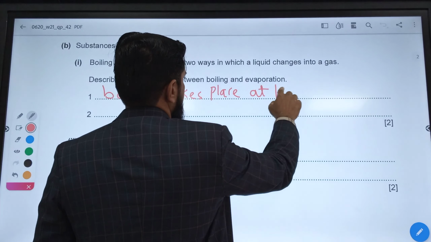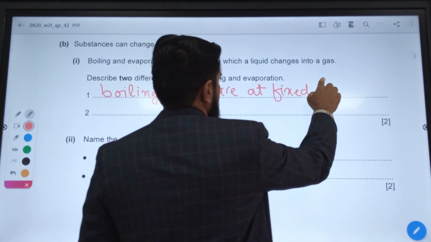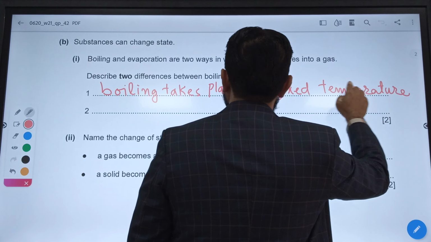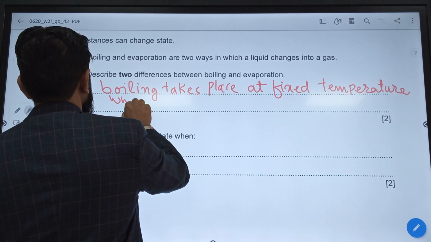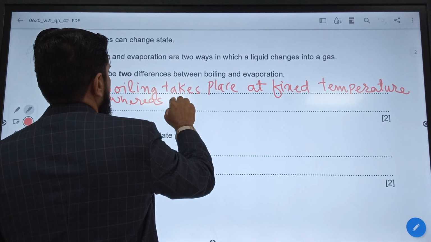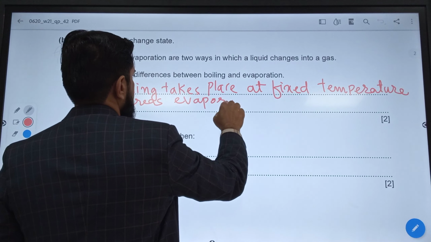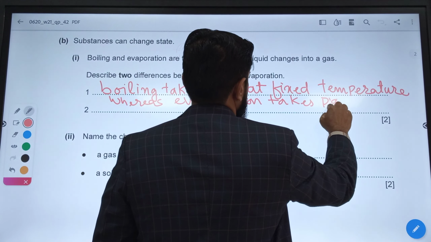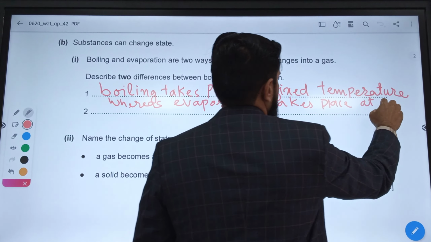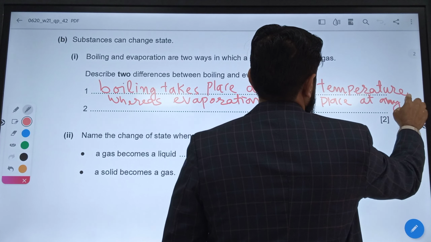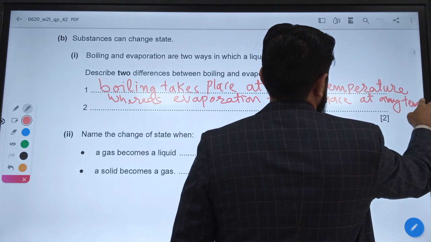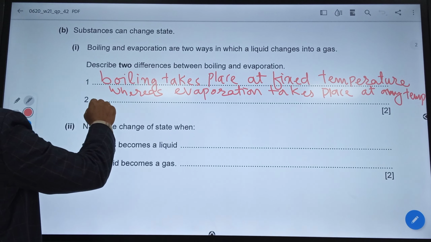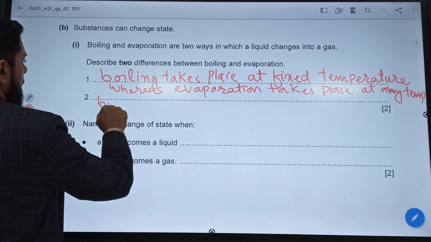Boiling takes place at fixed temperature, whereas evaporation takes place at any temperature. Okay? At any temperature. And for two, you have to say the second difference: in boiling bubbles form.